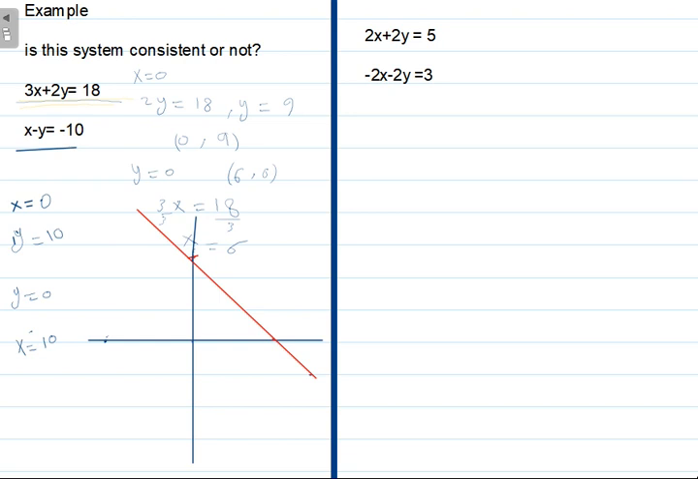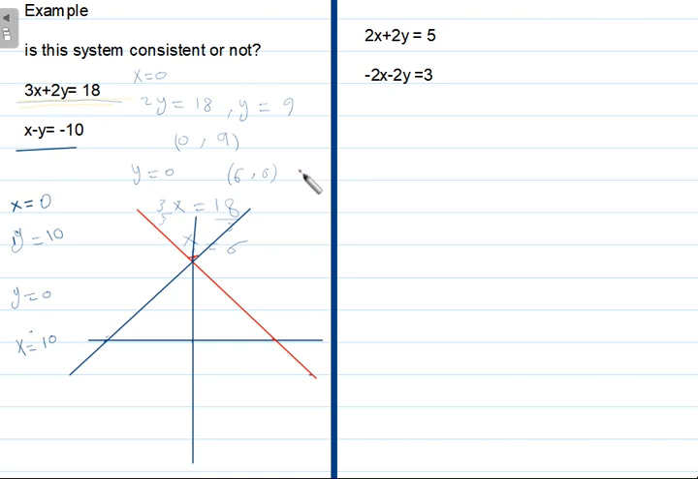Let's represent it on the xy axis and see. As you can see, obviously there is an intersection between the two lines representing the equations. So this point here is the solution of the system, and this system is called a consistent system of linear equations.